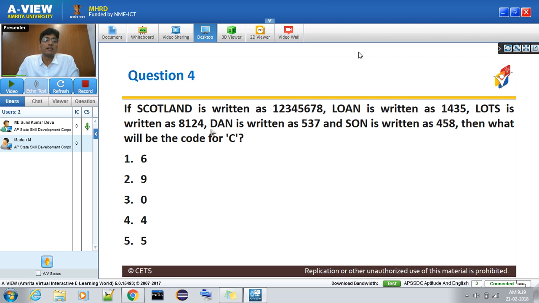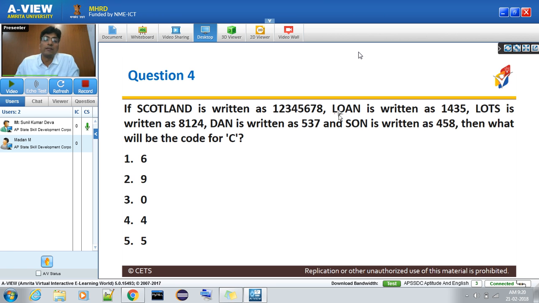Lots is written as something. Dan is written as something. Son is written as something. One direct idea I got is when Scotland is written as 1, 2, 3, 4, 1 to 8, I think S is 1. When I looked at S is 1 and then I came to this zone, I realized that S is not 1, because if S is 1, then L cannot be 1.